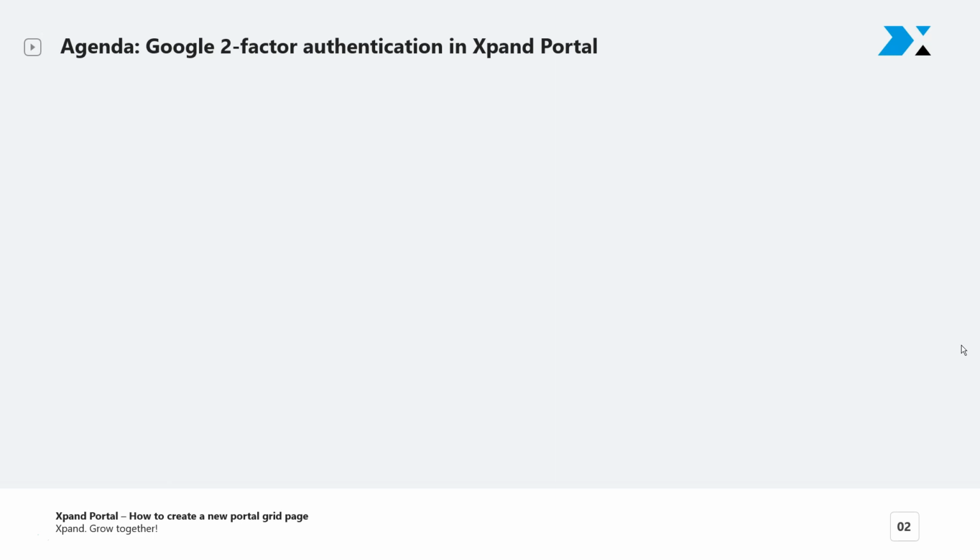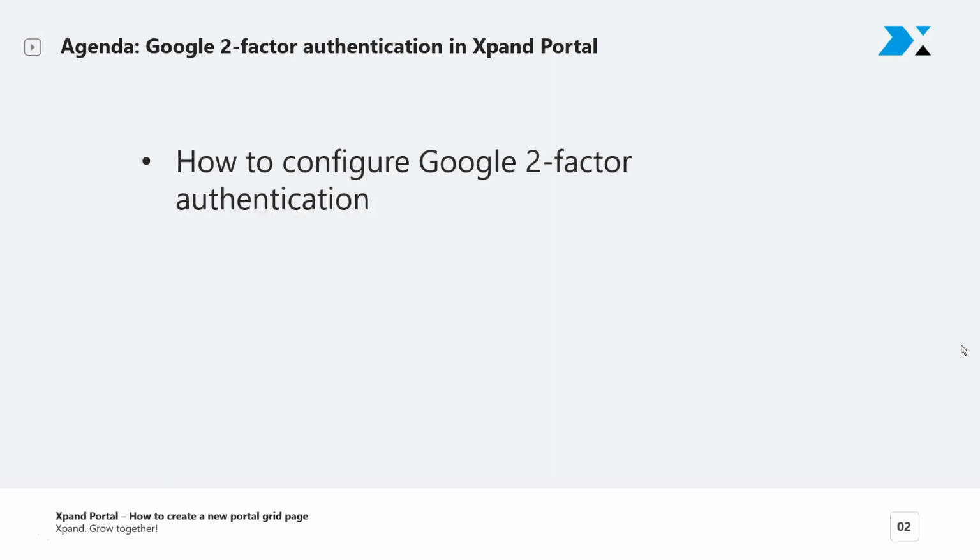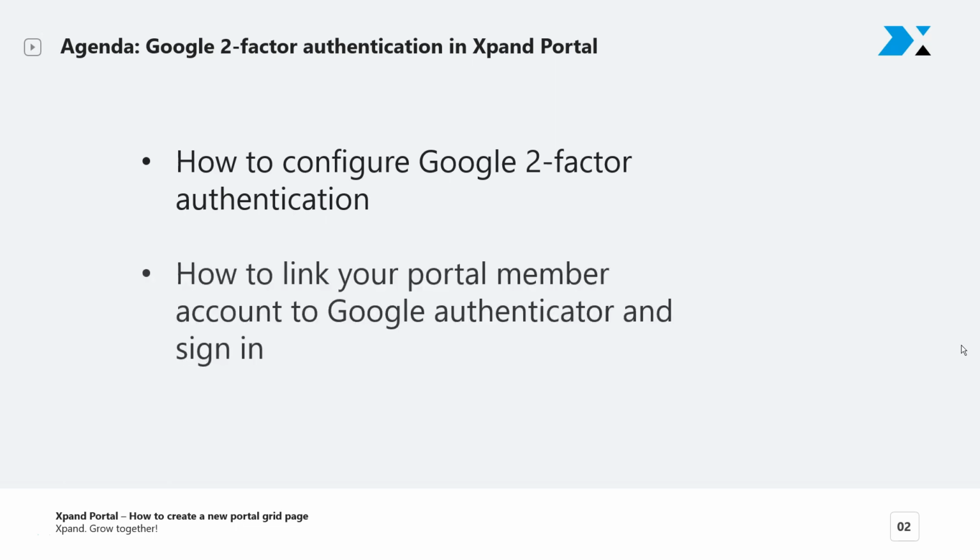This video will consist of two parts. First, I'll show you how you can configure and enable Google's two-step authentication in CMS. And then I'll demonstrate how a portal member can link their portal member account with their Google Authenticator and then sign in to the portal where this type of authentication is enabled. Also, as a bonus, I'll show you how to make the portal forget the linked Google two-step verification account for a portal member, which may be useful for portal admins.